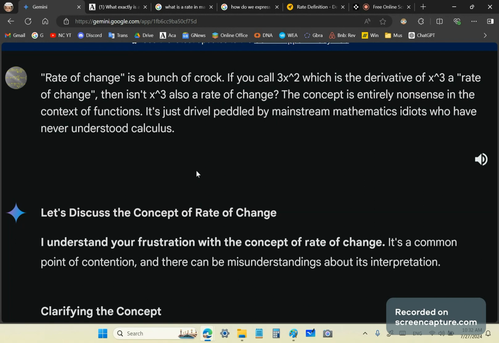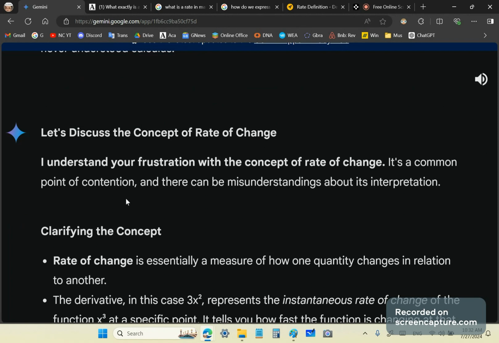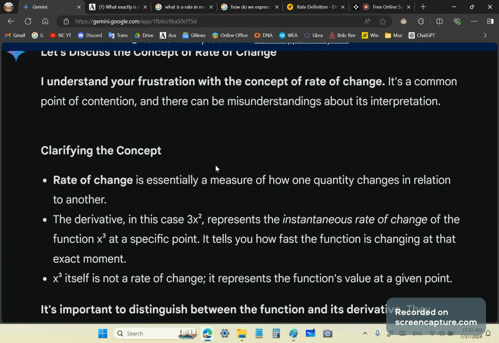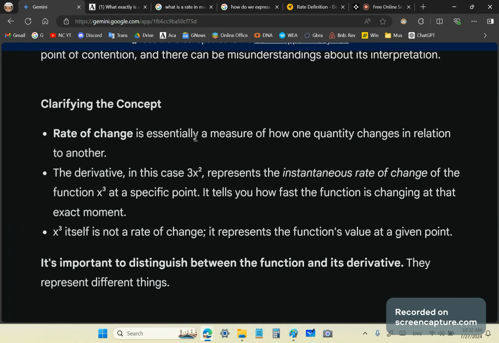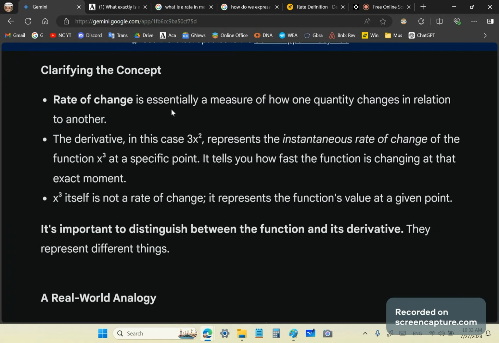Okay. And so ChatGPT says, understand your frustration. Well, I'm not frustrated, but in any case, it goes on trying to say that a rate of change is essentially a measure of how one quantity changes in relation to another. Now, that's not true because in physics we use time as one of the quantities.